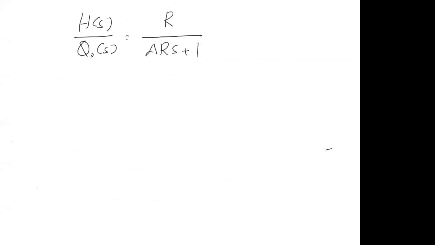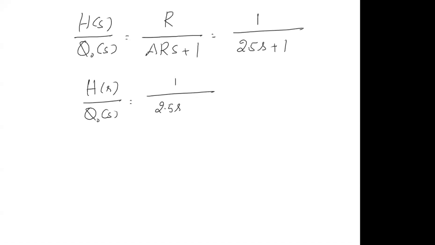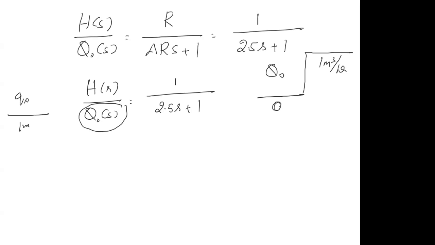Now, what is my transfer function H of s? R value is 1, A value is 2.5. So H of s by Q naught of s is 1 by 2.5s plus 1. What is Q naught of s here? It is a step input. Capital Q naught starts from 0 and suddenly changes by 1 meter cube per hour, because we are representing the deviation variable, the big Q. The small q naught changes from 1 meter cube per hour to 2 meter cube per hour, and this translates to capital Q like this.